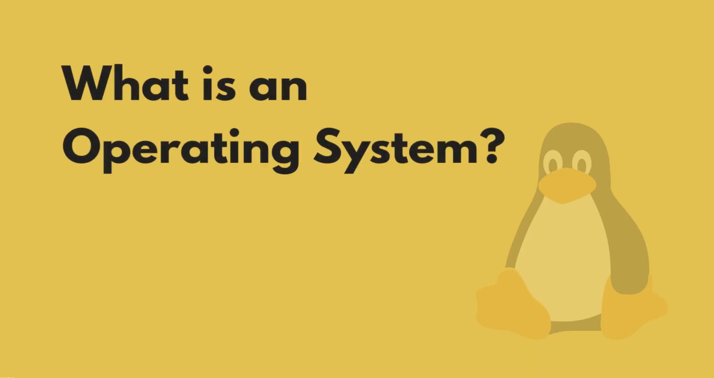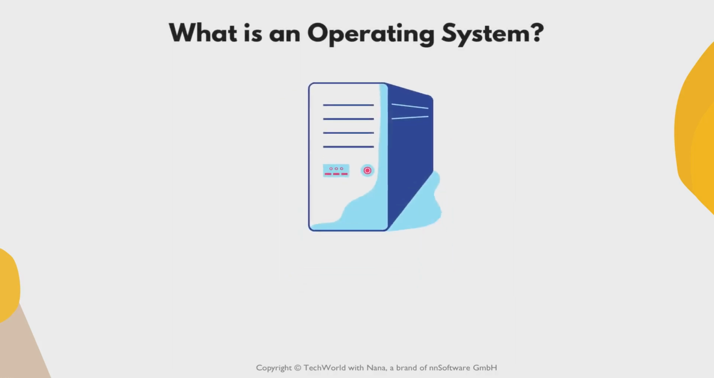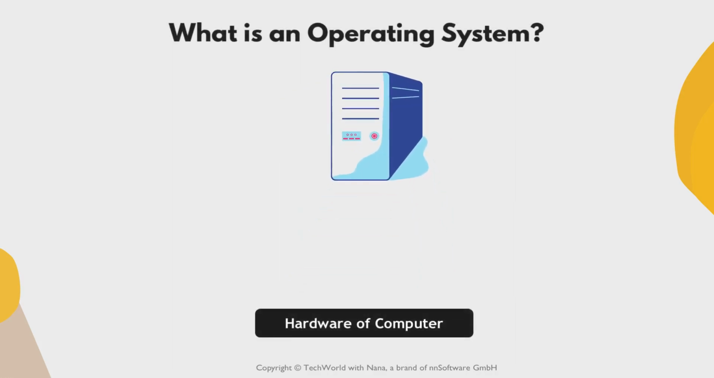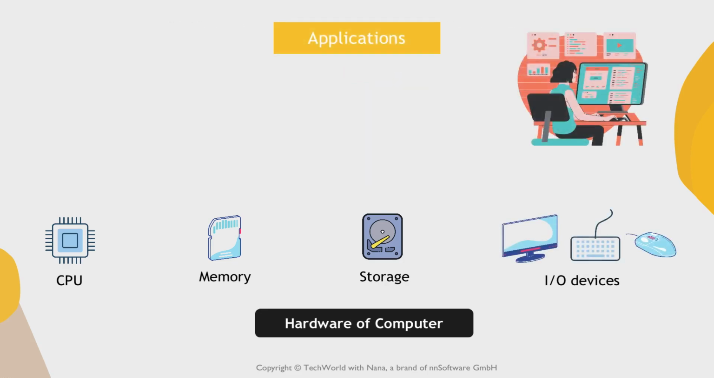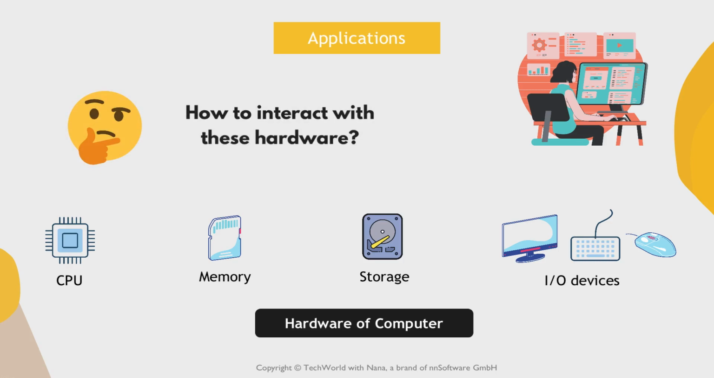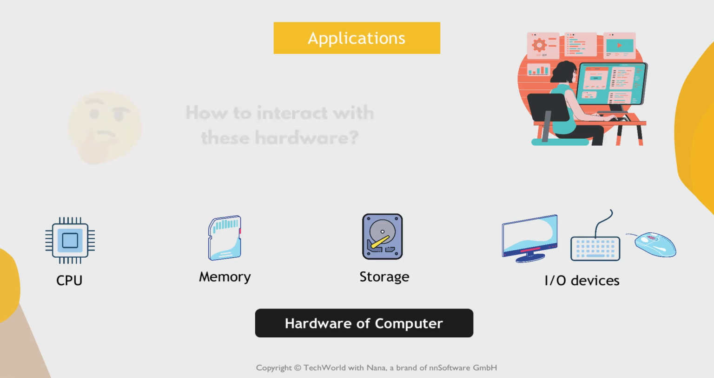What is an operating system? Every computer is made up of some hardware, right? You have the CPU, memory, storage, and input and output devices such as screen, mouse, and keyboard, and all the programs running on your computer need to use these hardware resources. So how do you interact with these hardware components as a computer user?